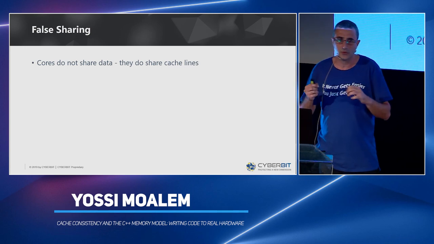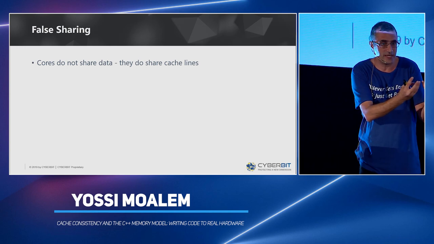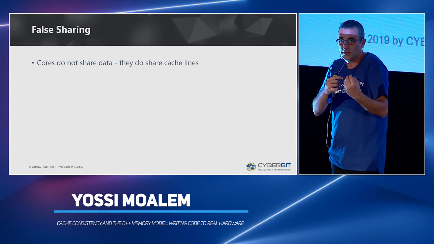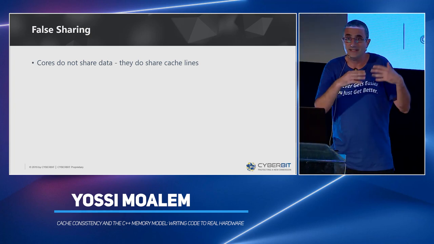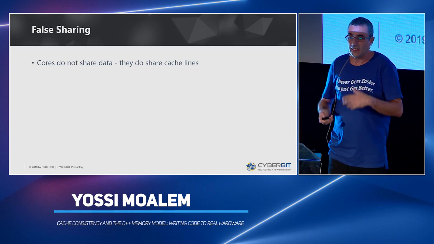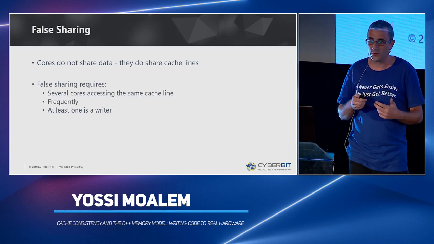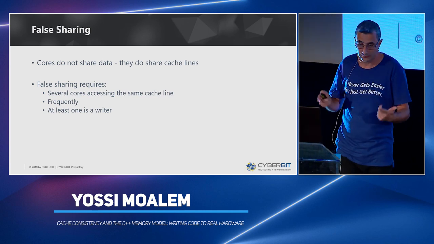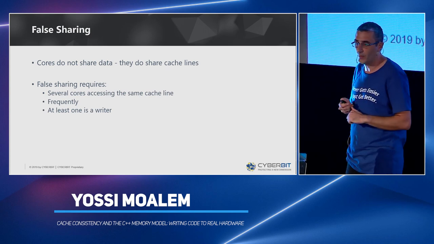False sharing means that two cores, or a few cores, are not sharing the actual data. There is no contention on the data. We're not talking about race conditions or anything like it. Every core has its own data, but the data is located in the same cache line. In order to have false sharing, we need to have several cores accessing the same cache line frequently, and at least one of them needs to be a writer.